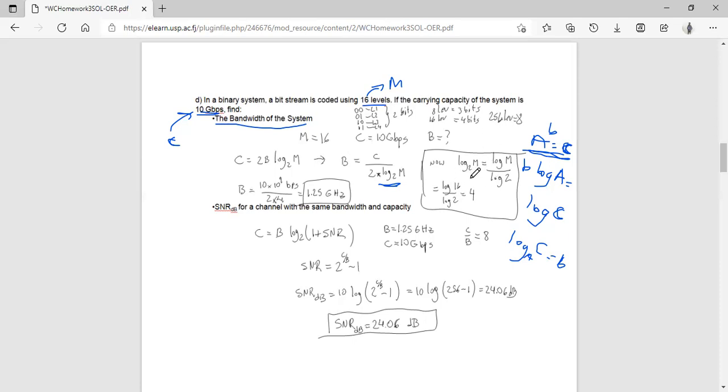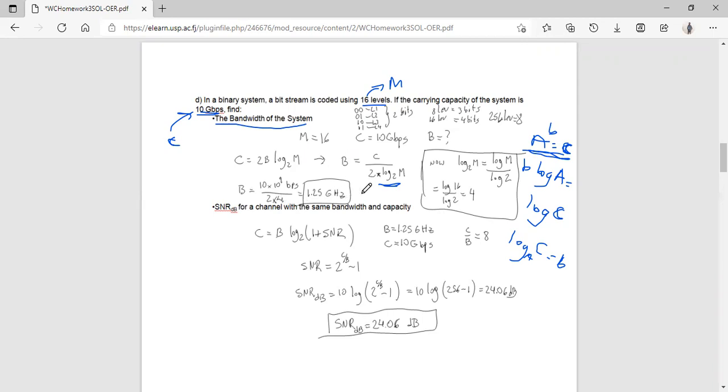We can evaluate this particular part. So log 16, the M value is 16, right? Log 16 divided by log 2, which gives me 4. So basically this part is given as 4, and that is what we write over here. So 2 times 4, which is going to give me a bandwidth of 1.25 gigahertz.